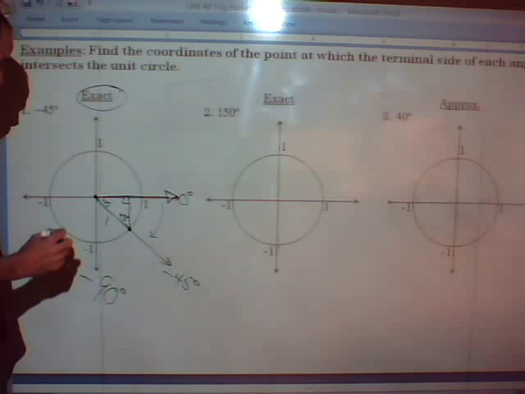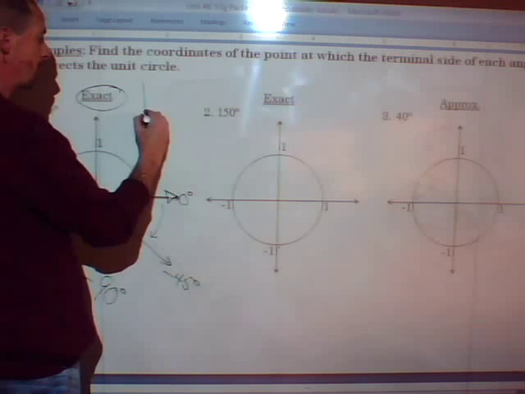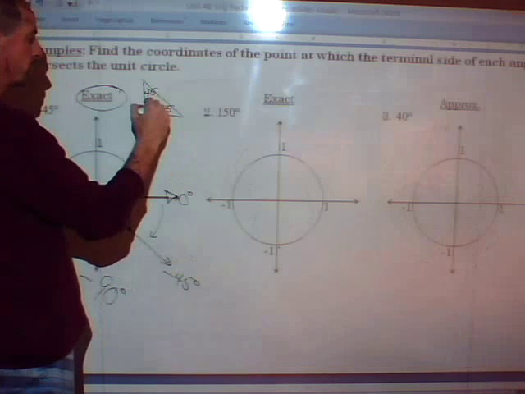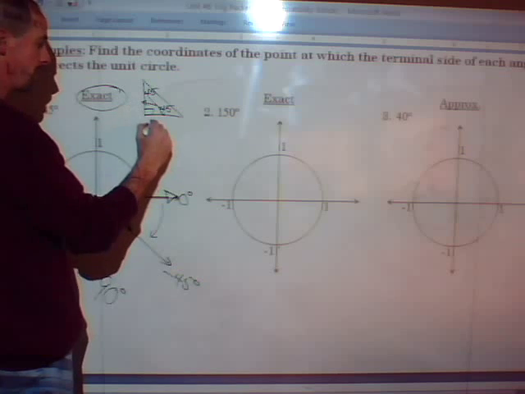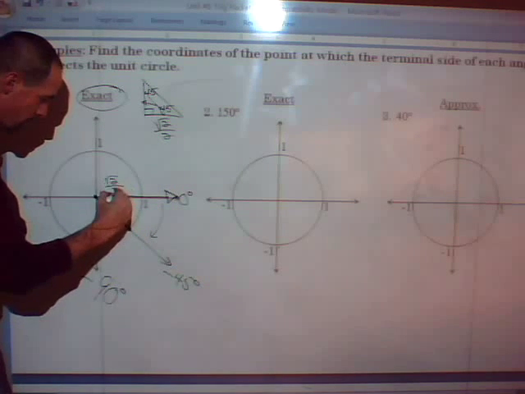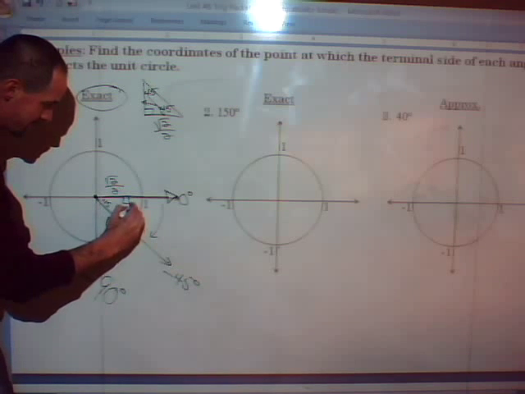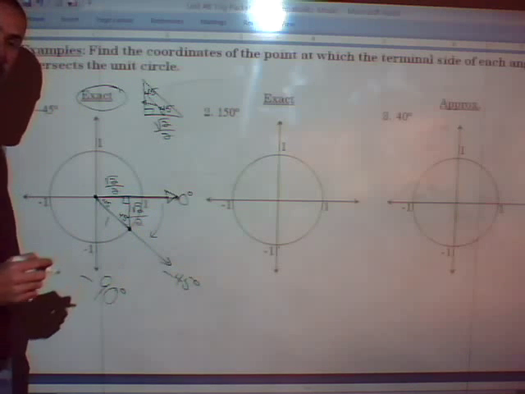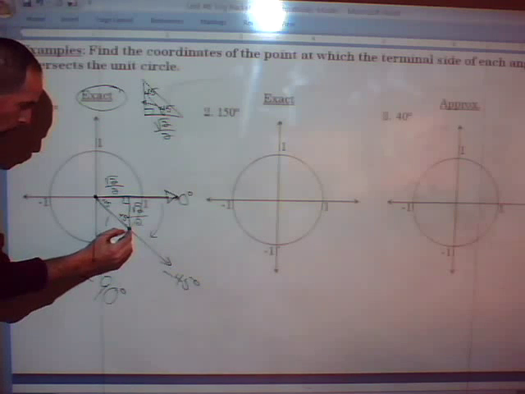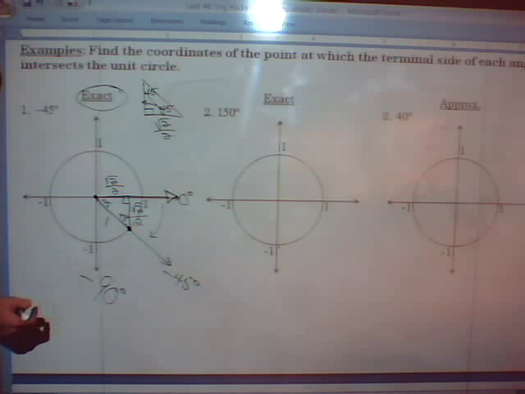So now, remember from the other side, a 45, 45, 90 triangle across from a 45 degree angle is square root of 2 over 2. So that makes this side of the triangle square root of 2 over 2, and this side square root of 2 over 2. Okay. So now we're looking for the coordinates of this point. What are the coordinates of that point?